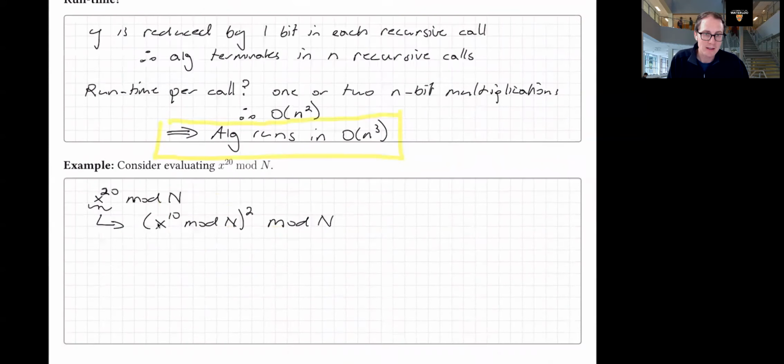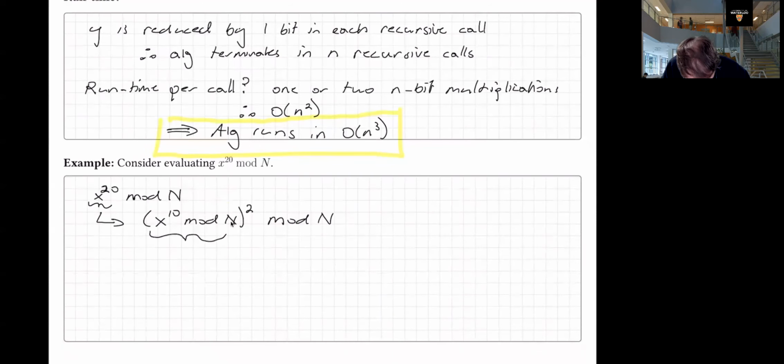To calculate this x to the power of 10 mod n, it's instead going to calculate x, take the floor of 10 over 2, which is 5. And so it instead calculates x to the power of 5 mod n, squared, mod n.